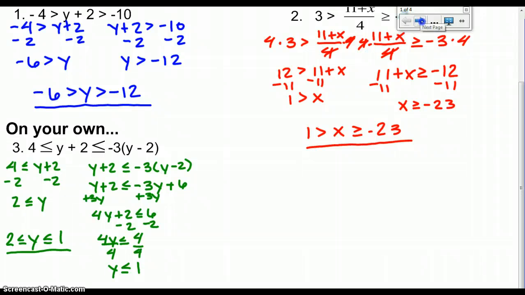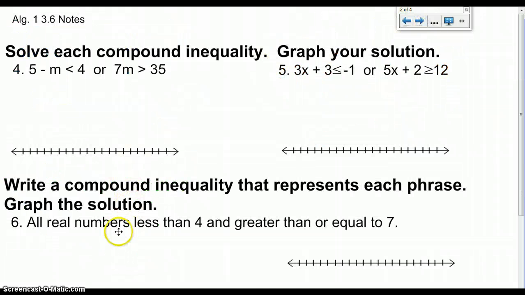I'm going to move on to number 4. Solve each compound inequality and then graph our solution. So this one, it already split it up. So we're going to solve for m on both equations. So for this one, we have to add 5. Oh, subtract 5. My bad. Subtract 5 from both sides.